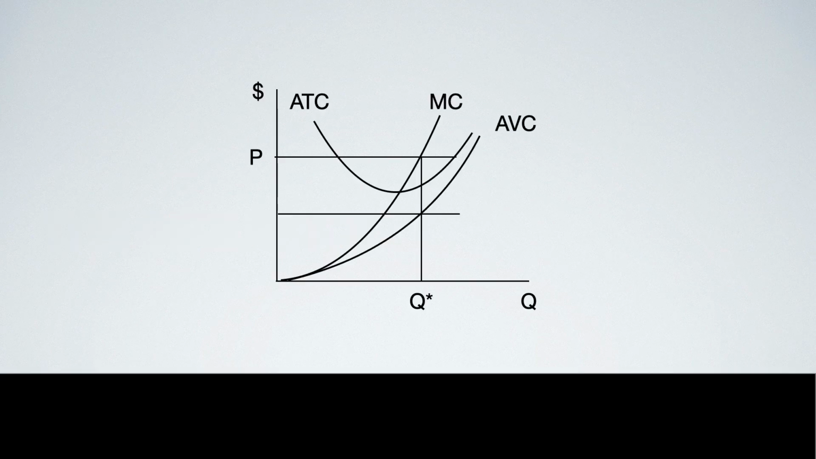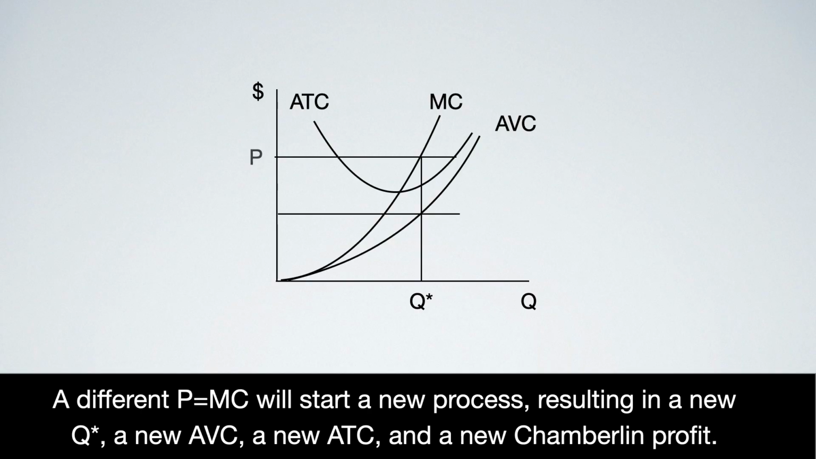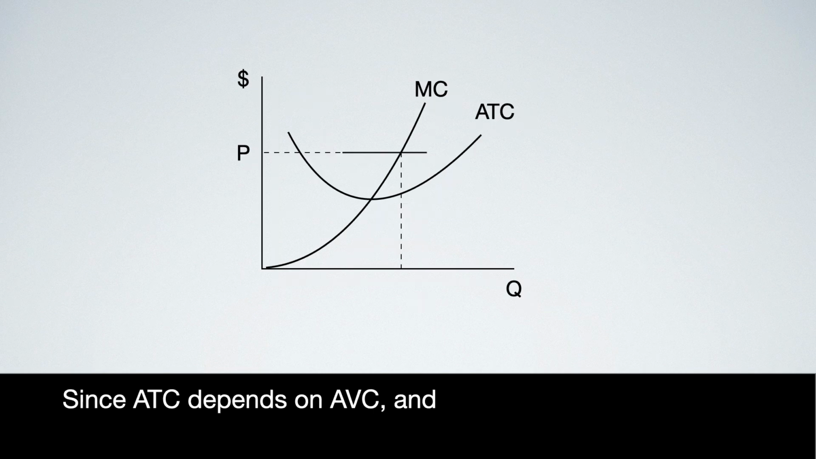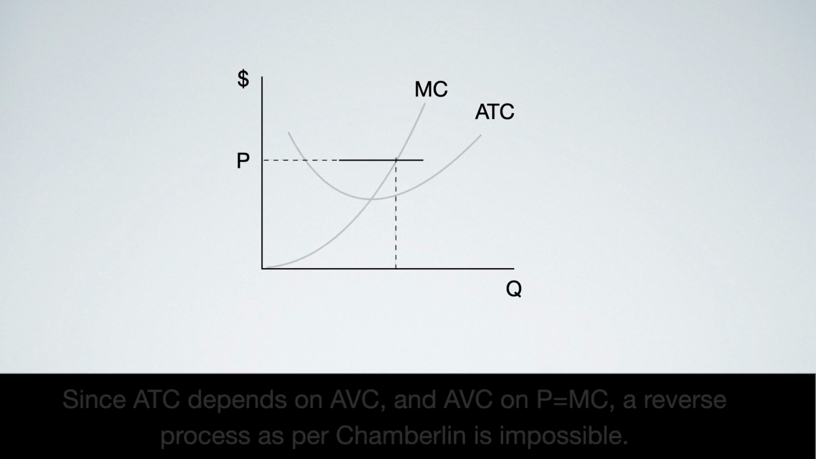The sequence. A different P equals MC will start a new process, resulting in a new Q star, a new AVC, a new ADC, and a new Chamberlin profit. Since ADC depends on AVC, and AVC on P equals MC, a reverse process as per Chamberlin is impossible.